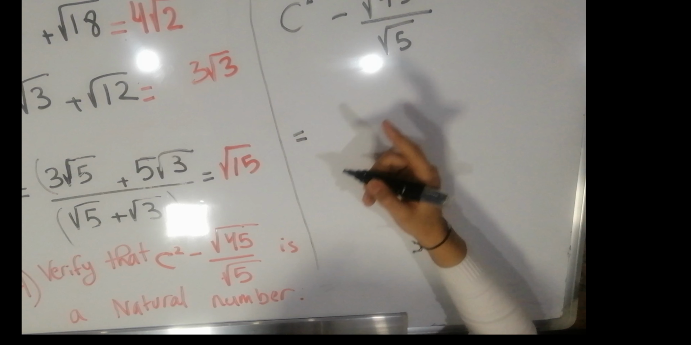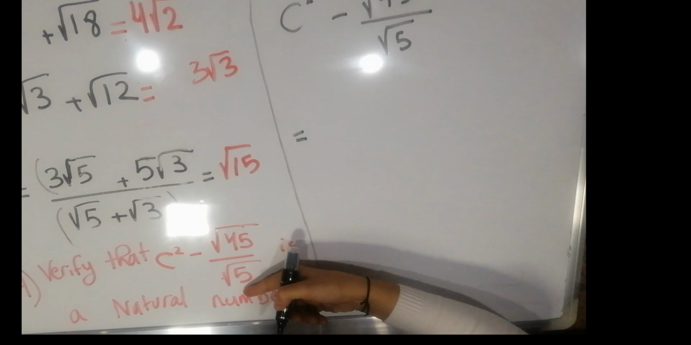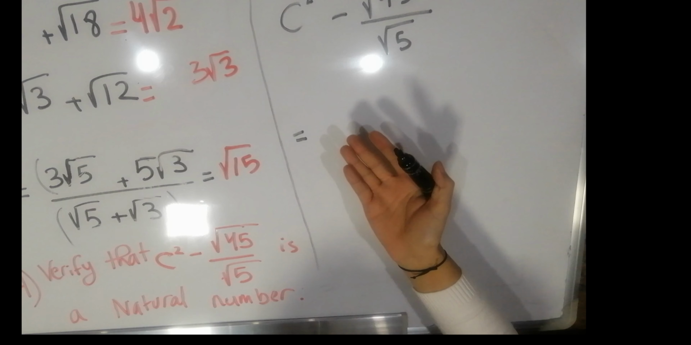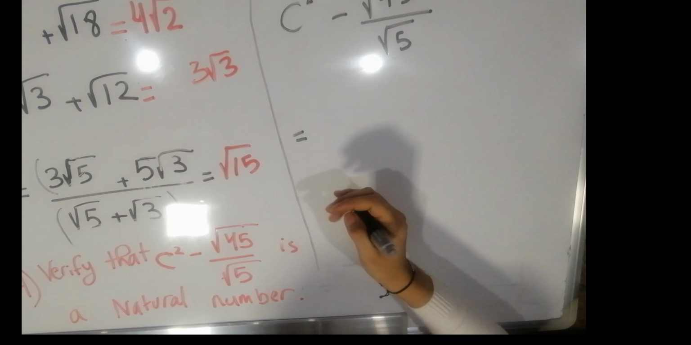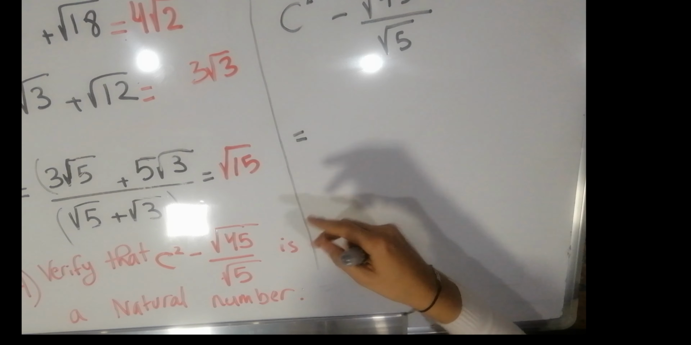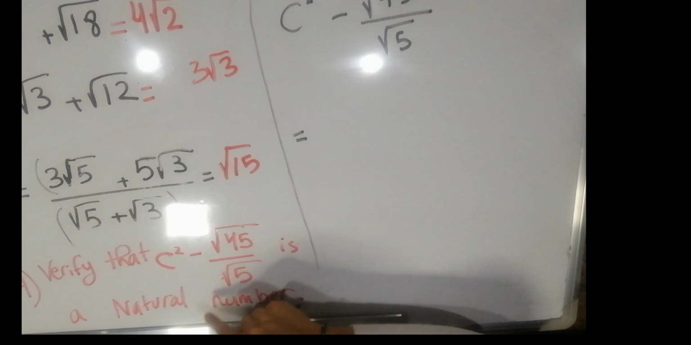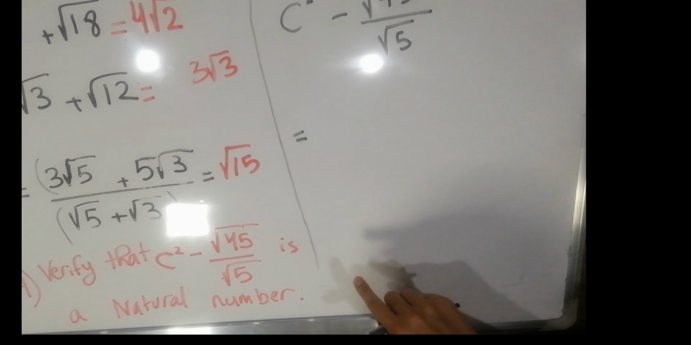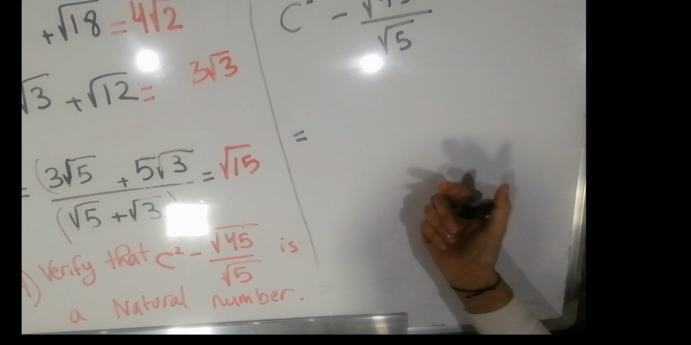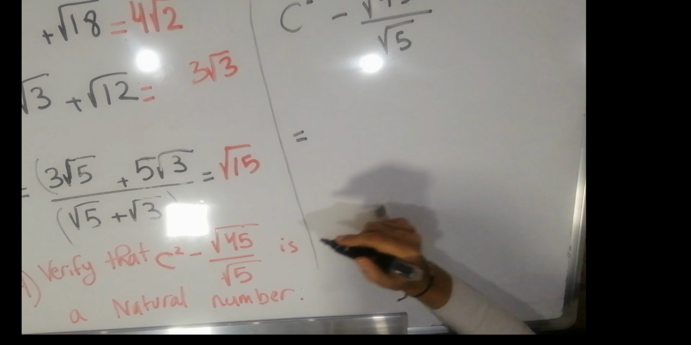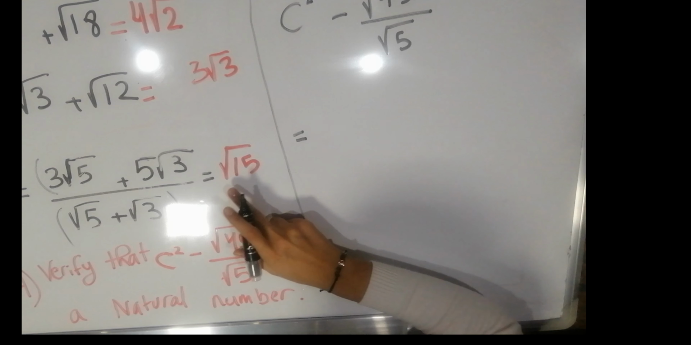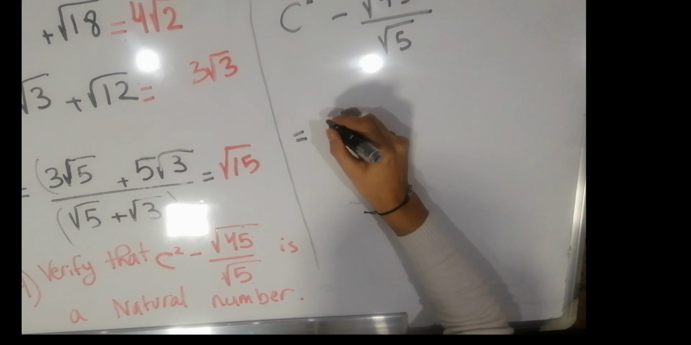When they tell us to verify that it is a natural number, then for sure it will be a natural number. They are not asking us if yes or no. They are telling me to prove or show that it is a natural number. So of course the answer is a natural number, and if it is not, then we have some wrong calculations. So c squared: we have obtained our answer for c, which is radical 15.